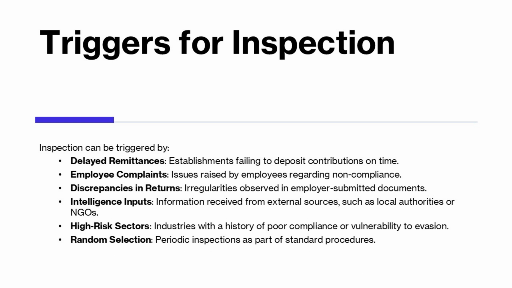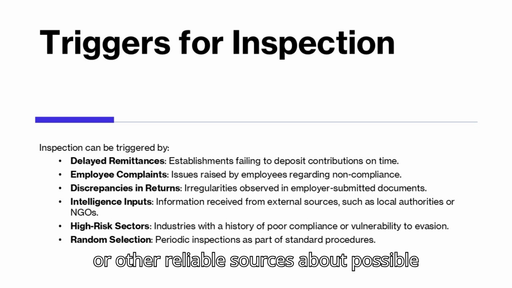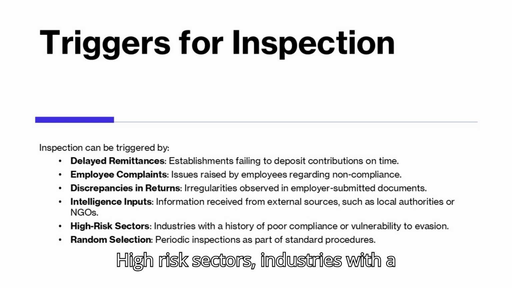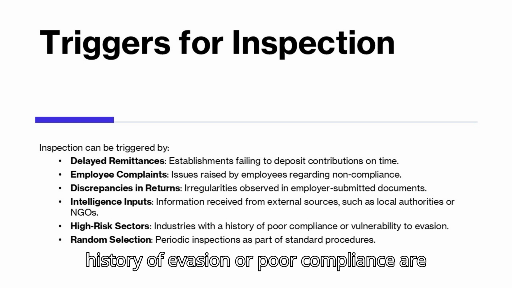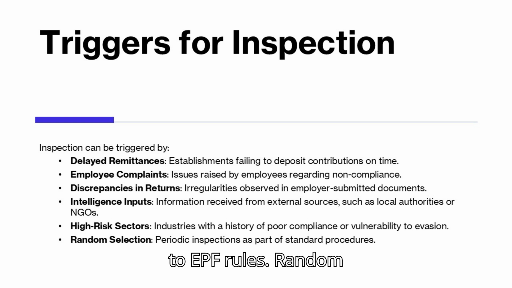Intelligence inputs. Tips from local authorities, NGOs, or other reliable sources about possible non-compliance drive targeted inspections. High-risk sectors. Industries with a history of evasion or poor compliance are periodically reviewed to ensure adherence to EPF rules.